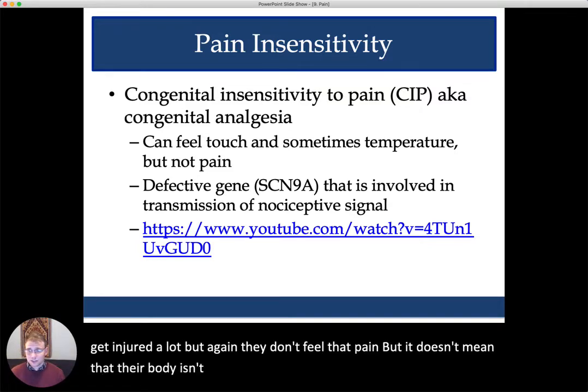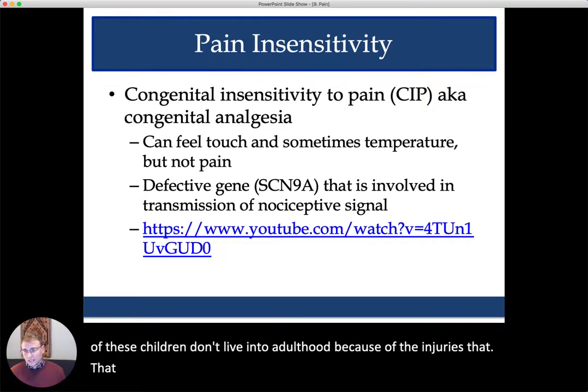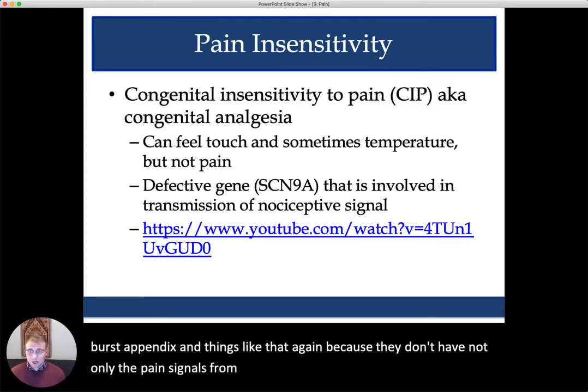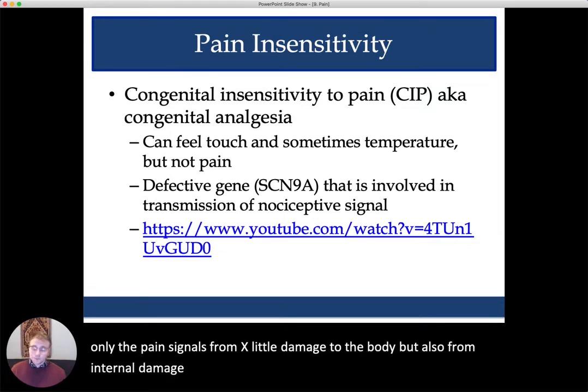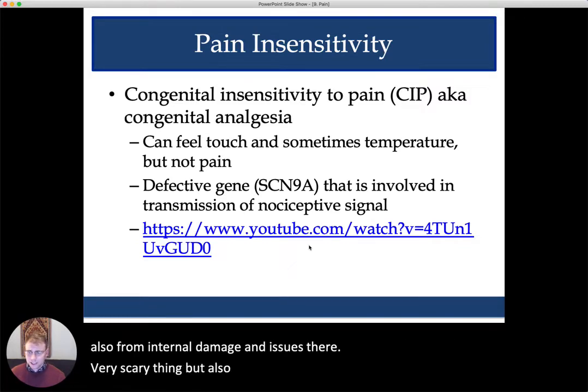And so unfortunately, a lot of these children don't live into adulthood because of the injuries that they sustain. And there have been cases of these kids dying from a burst appendix and things like that, again, because they don't have not only the pain signals from external damage to the body, but also from internal damage and issues there. So very scary thing, but also a very fascinating thing if you're interested in studying pain.